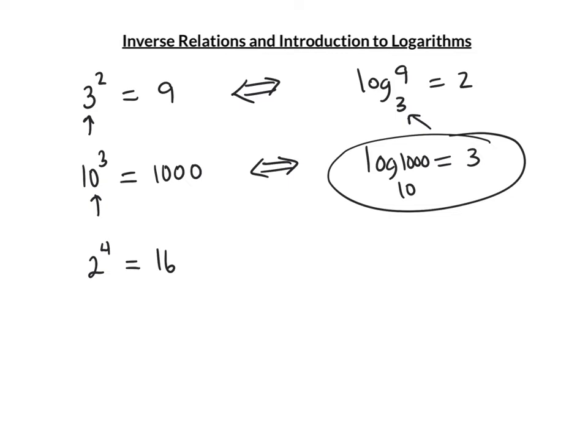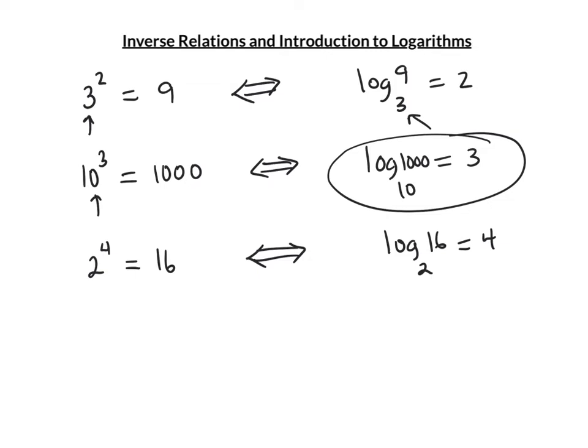2 to the fourth power equals 16. Could be written as the log. The base is 2. It's equal to an exponent, which is 4. And then it would be the log base 2 of 16. That would be 4. And there's a way to change bases. We'll talk about that later.